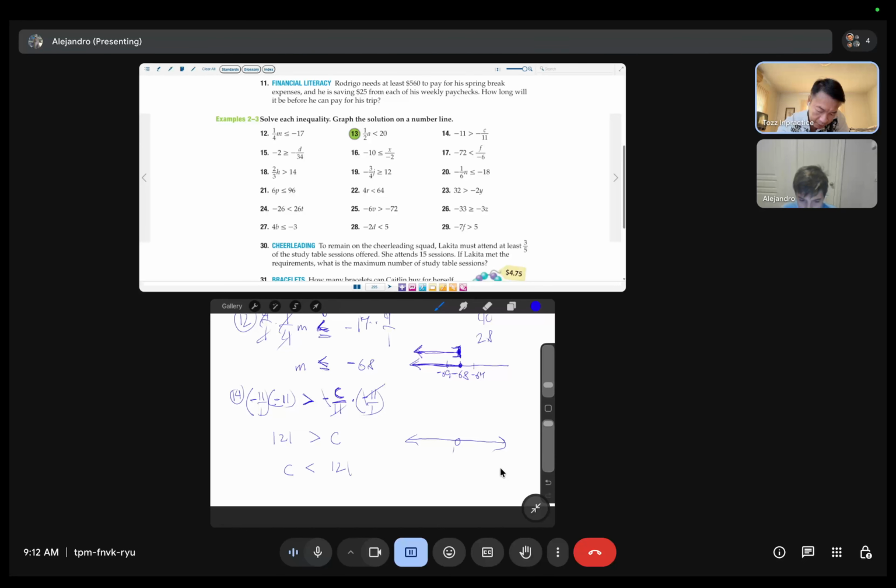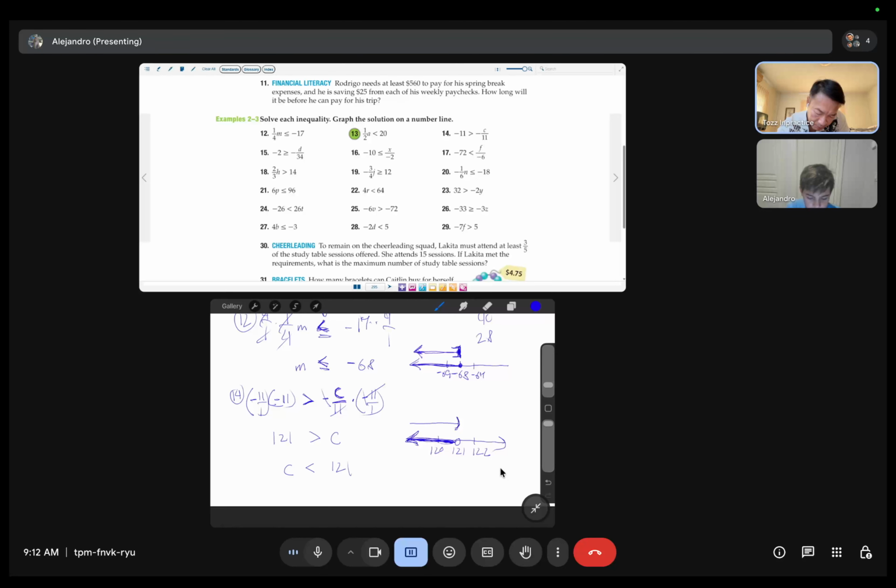Open dot at 121. So here, I don't think you need to write a bunch of marks. But if you want, you could put 120 over here and 122. This is positive now, right? Be careful, 120 on this side if you want. So that's the graph.